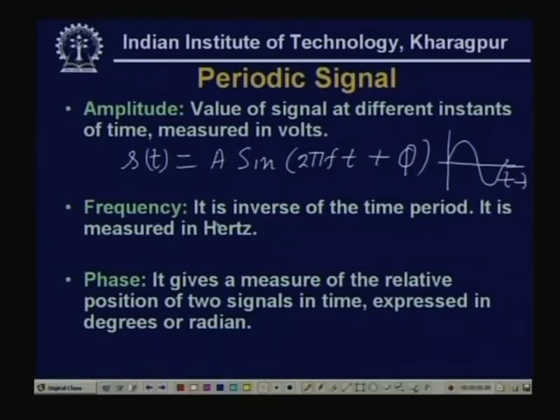And frequency is the inverse of the time period, and it is usually measured in hertz. This amplitude is measured in volts, as you can see here. Of course, as we shall see, there are other units that you also use. Frequency, as we have seen, is f is equal to 1 by t, and it is measured in hertz. On the other hand, phase, as I told, gives a measure of the relative position of two signals in time, expressed in degrees or radian.